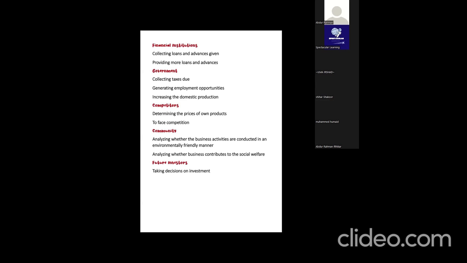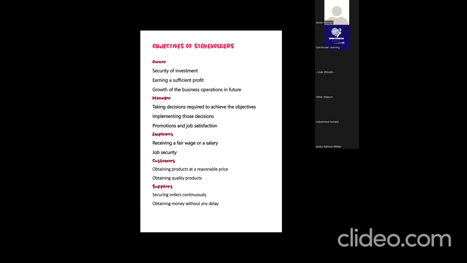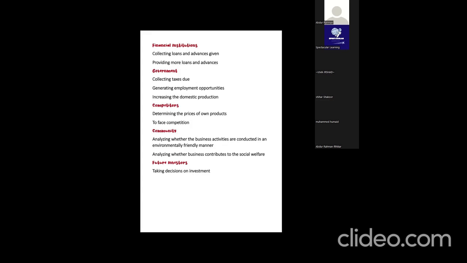Then future investors. Future investors are the people who wish to invest money in our business. Their objective is to take decisions on investment. So now we finished the objectives of stakeholders. Did you all understand that?